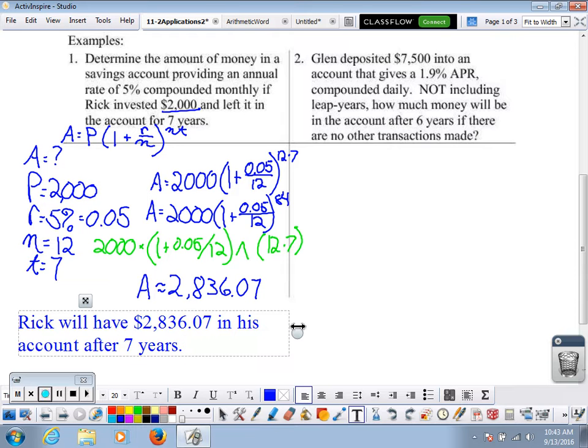Okay, and ask yourself, does that seem reasonable? So he's gaining about $800 in 7 years. Sounds a little bit more than we would expect, but keep in mind he's getting a 5% interest rate. And if you guys ever find a bank account or savings bonds that give you 5% interest rate, invest everything that you have, okay, because you're not going to find those accounts again.